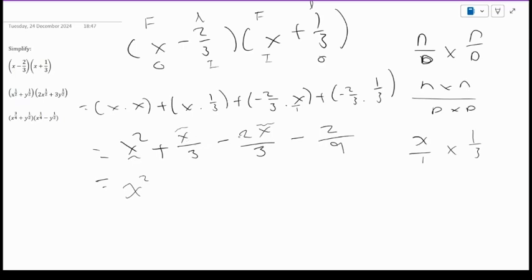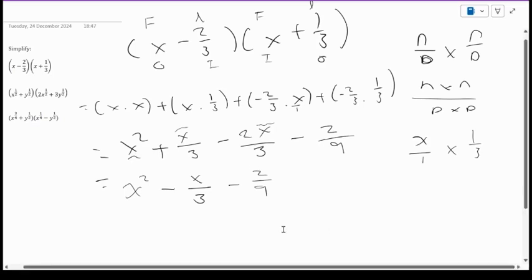So what is x minus 2x? That will just give us negative x. But it's all over what? It's over 3. Why? Because those denominators are the same. Then we have our negative 2 over 9. And that is how we solve these kinds of questions. So let's look at our second one.